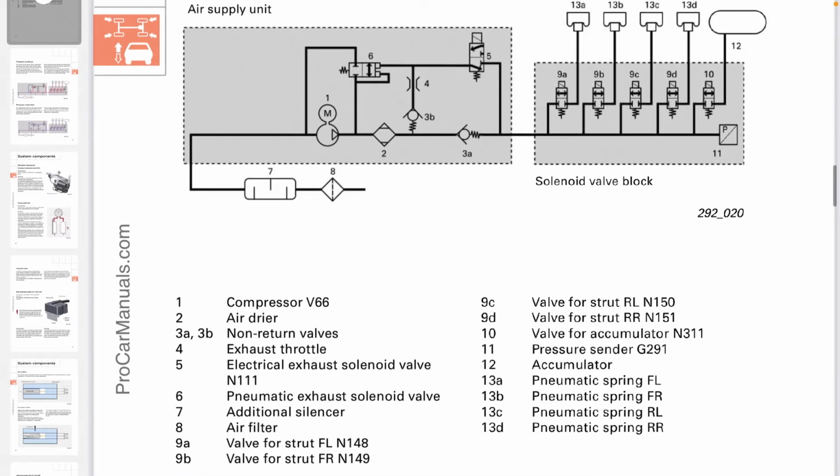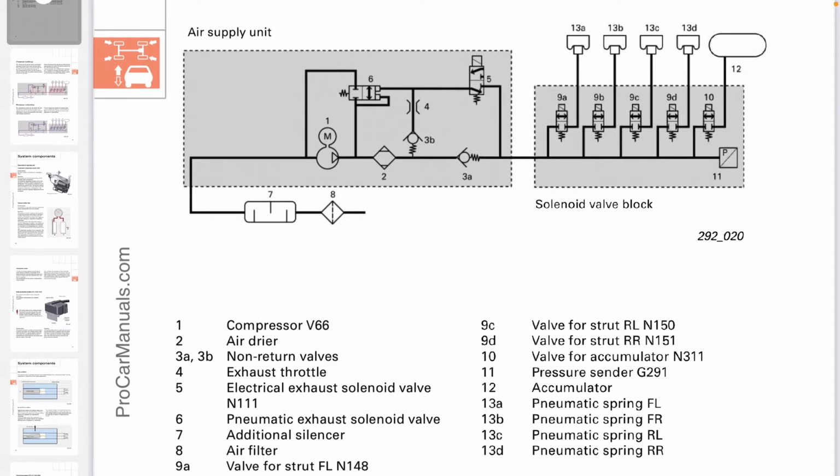And then the rest is quite simple, because the air is not going through the 3A, because it is a non-return valve. It will go through the 5 back, electrical exhaust solenoid valve, and then through the 6, the pneumatic exhaust solenoid valve, and then it will make the reverse path, the 7, and then the 8. It is important to mention this because the number 8 is useful.